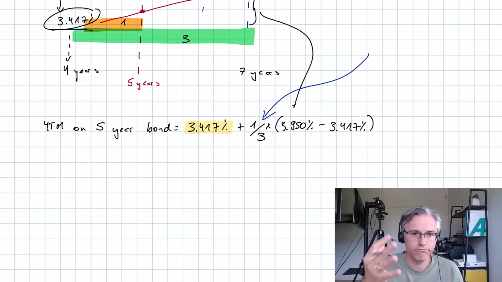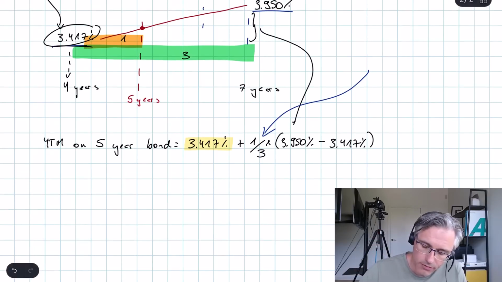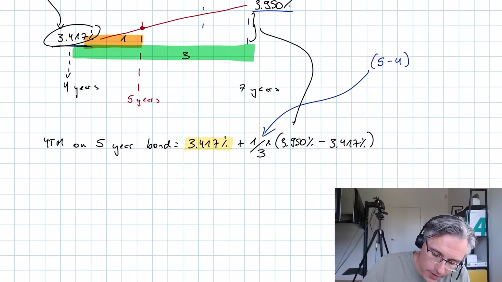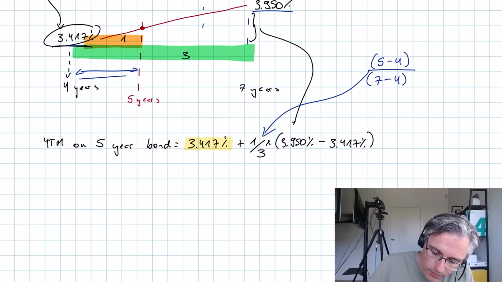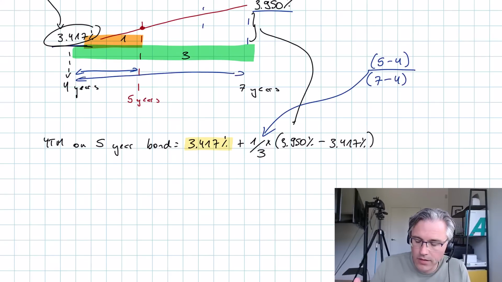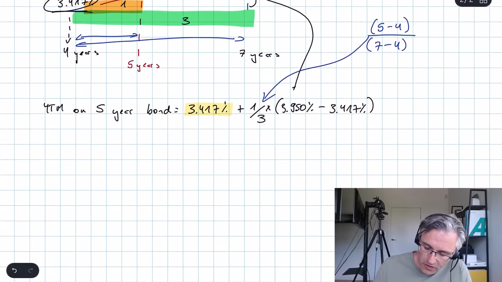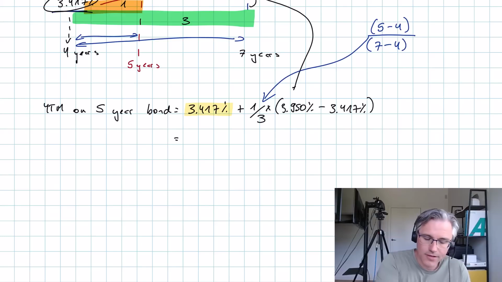Now the 1/3, just be aware of where that comes from, because when your curriculum talks about this, they make this a little bit more explicit. They say this is going to be the difference between 5 minus 4, that's the distance over here, over 7 minus 4, so that's that distance, which ultimately gives you 1/3 anyway, right? It's a more precise way of writing it, I guess. Same result.